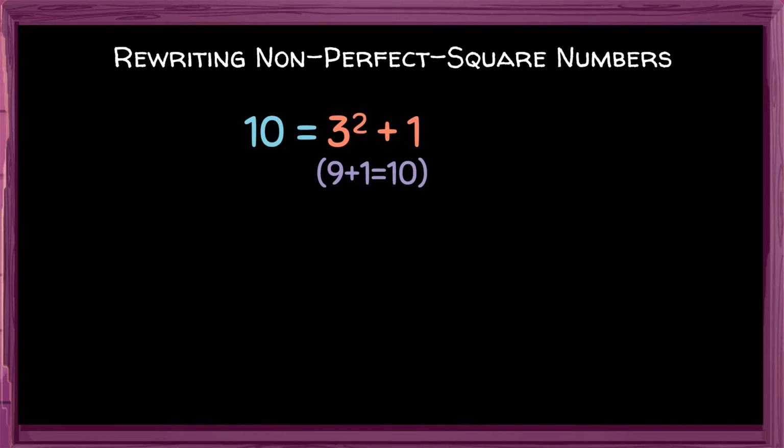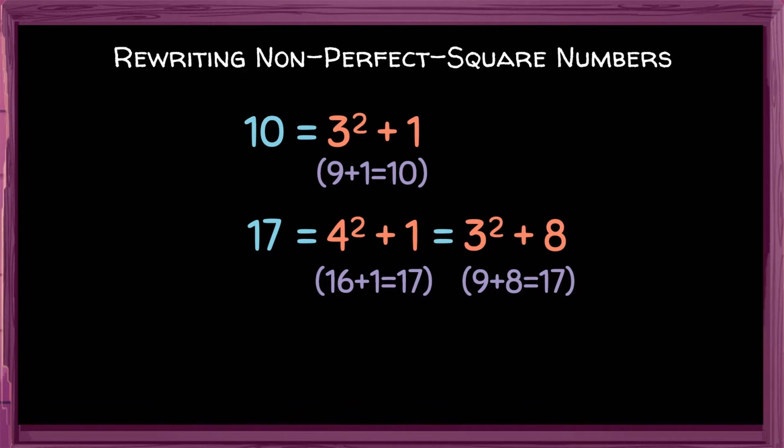Who can tell me a way to write the number 17 this way? I get how this works. 17 isn't a perfect square, but it's close to 16, which is a perfect square, like 4 squared. So 17 is 4 squared plus 1, right? Excellent, Bones. Can anyone think of a different way we could write the number 17 using a perfect square? 3 squared plus 8, because 3 squared makes 9, and 8 more than that is 17. Well done, Wendigo. That works too.